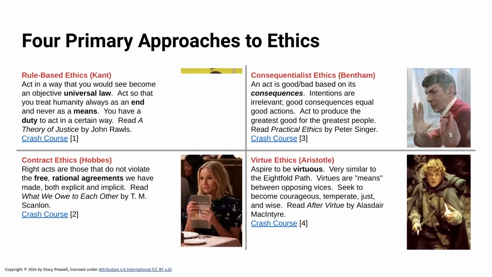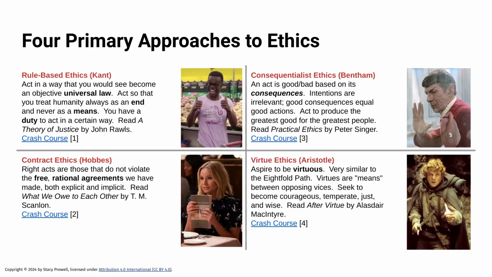So there are 4 primary personal approaches to ethics. The rule-based ethics of Kant. Kant says, act in a way that you would see become an objective, universal law. So you're trying to decide whether you should shoplift. Should everyone just shoplift? Is that a thing we should do? Think about that, evaluate it, and see what you think about that.